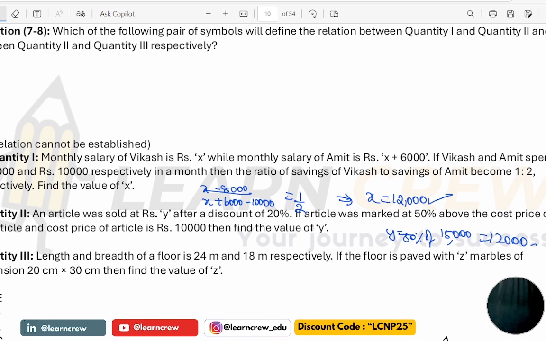Now please see. Length and breadth of a floor is 24 by 18 meters. If the floor is paved with jet marbles of dimensions 20 by 30, so what will happen? Here Z, number of tiles, is equal to, it is given in meters, so I am converting into centimeters, divided by 20 into 30. Thereby the answer would be 7,200. So you can say the first one, between them the relation is equal to, and between this the relation is, this 12,000 is more, so greater than. A, B. So answer is 2.